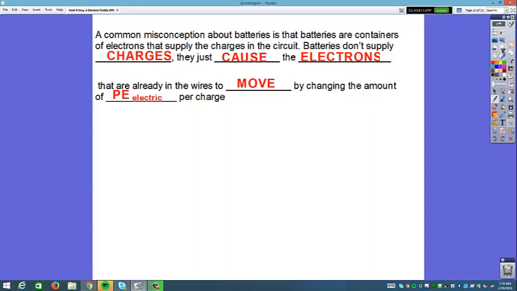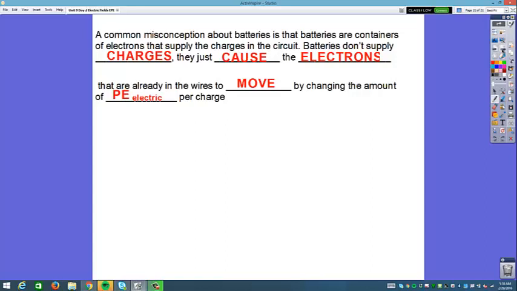So when you look at your cell phone chargers, all of the electrons that are needed are already there in the wire. They just need energy to move, which is why you plug them in, because the wall outlet provides a potential difference, which gives the electrons the energy they need to move. So a battery dies when it runs out of energy, not when it runs out of electrons. Batteries don't supply electrons, they just give the electrons the energy they need to move.